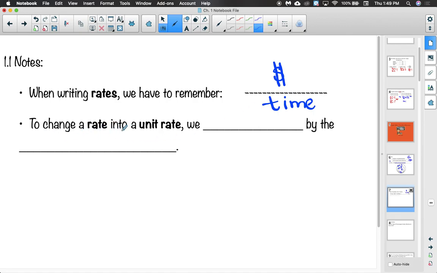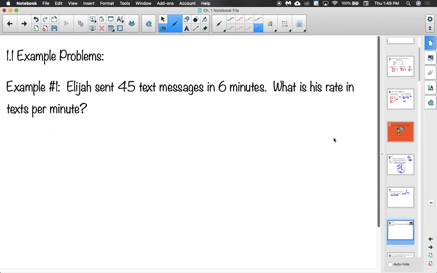Other note, to change a rate into a unit rate, remember that's really important to get from rate to a unit rate. Those unit rates are very helpful. This is when we are going to do a little bit of division. So we are going to divide by whatever number is in the denominator of the rate. Very slow writer here, sorry. So we're going to do a lot of division in this lesson, okay?